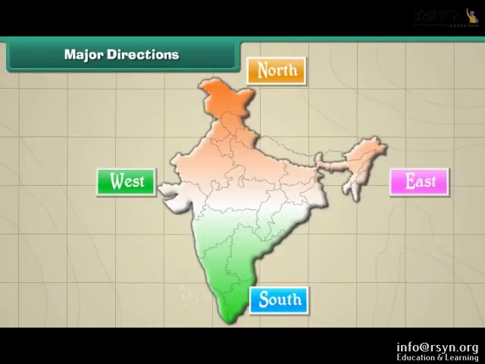Major directions. There are 4 main directions. They are north, east, south, and west. The 4 letters N, E, S, and W represent these directions.